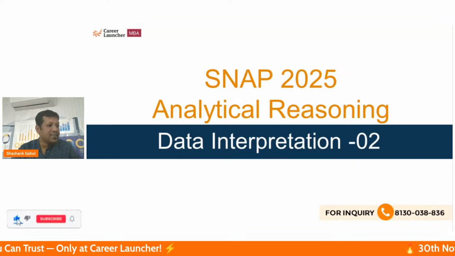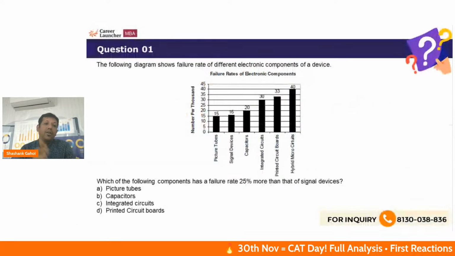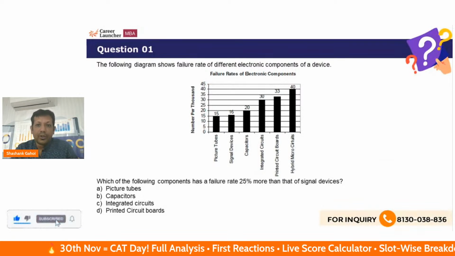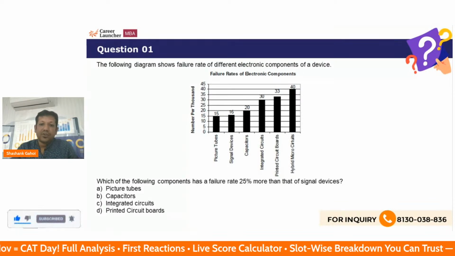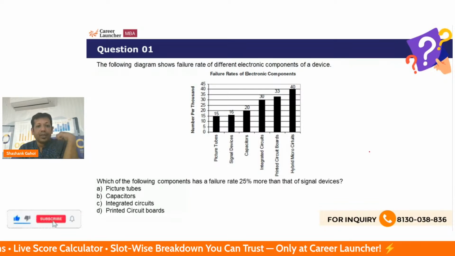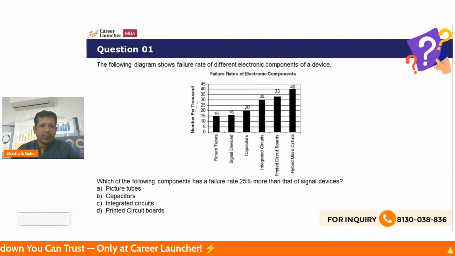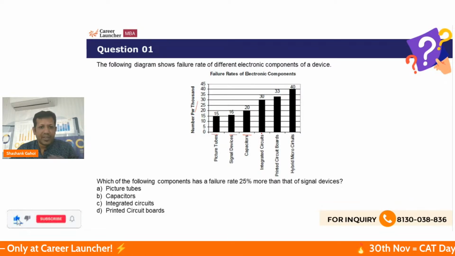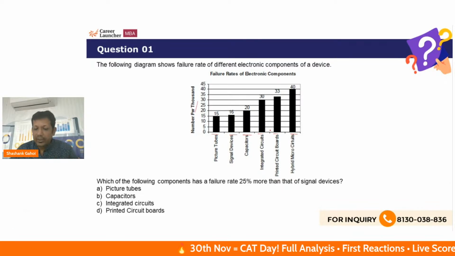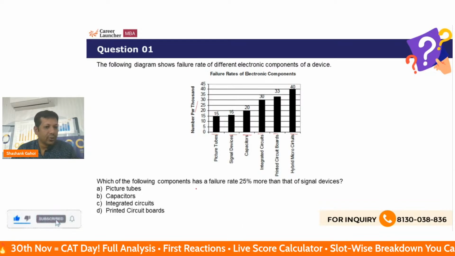So now let's see, what does this question say? The following diagram shows the failure rate of four different electronic components of a device. So this is what is given. Okay, so failure rate of component device. Now, before reading any data, it says number per thousand, and it is the name of the devices, right? So basically, these two things are given. What are the numbers? I don't care. I'm directly going to read the question and figure out whether I can calculate the answer or not.